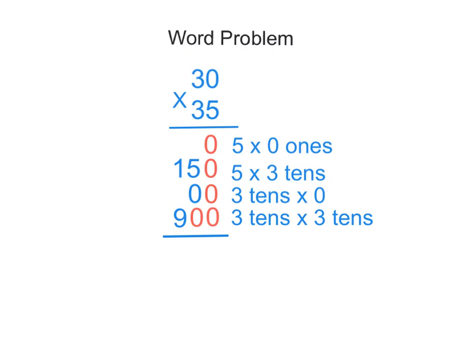When we add all of this together with all the place values, we get an answer of 1050.